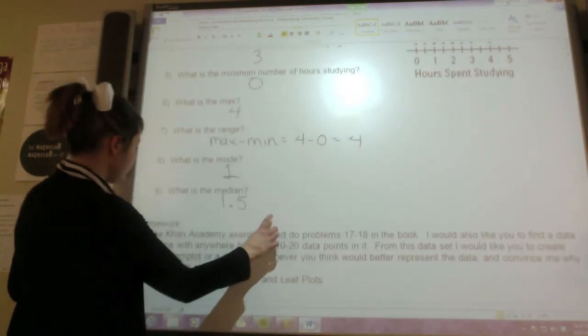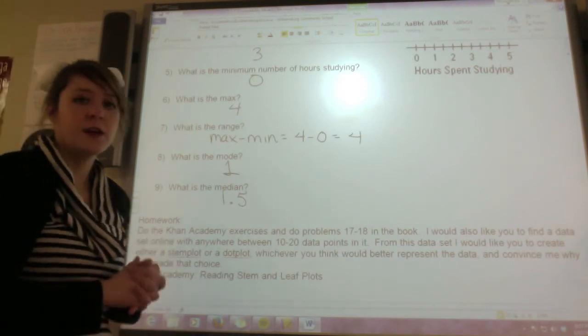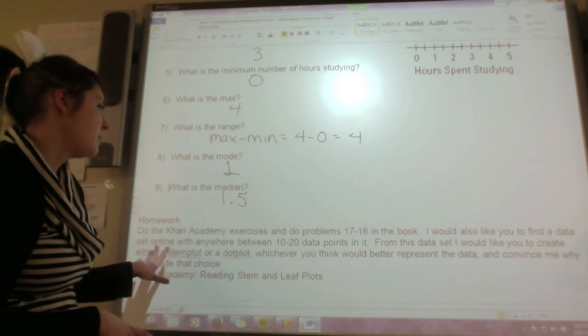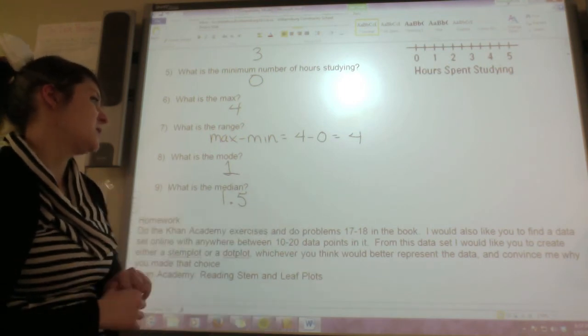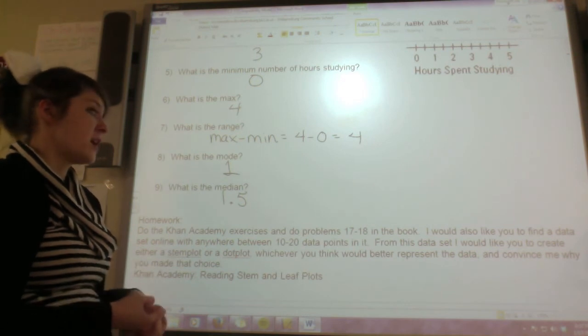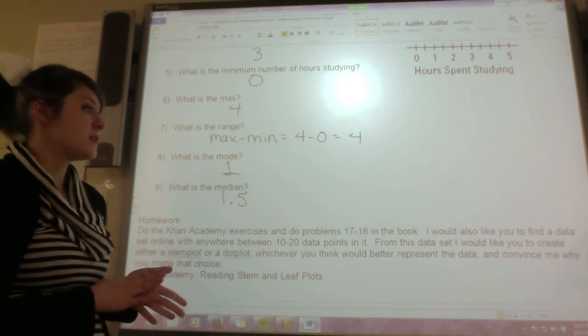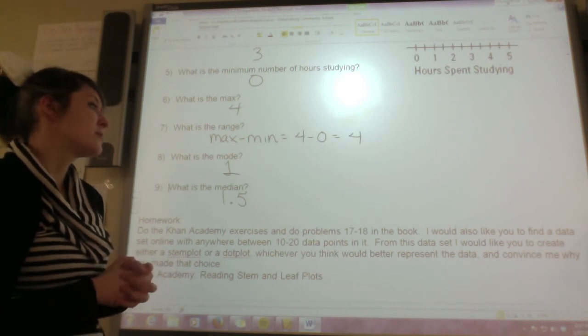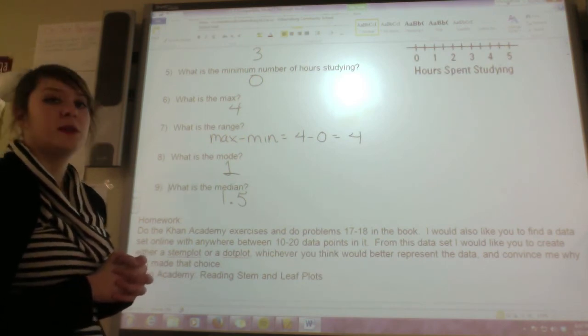Okay, so that's everything for stem plots and dot plots. The homework, you're going to do the Khan Academy. You've got problems 17 and 18 in the book. I also want you to find a data set online with anywhere between 10 and 20 data points in it. From this data set, I would like you to create either a stem plot or a dot plot, whichever you think would better represent the data, and convince me why you made that choice.